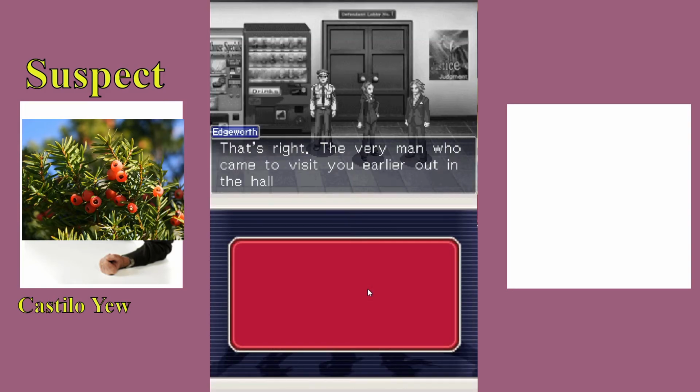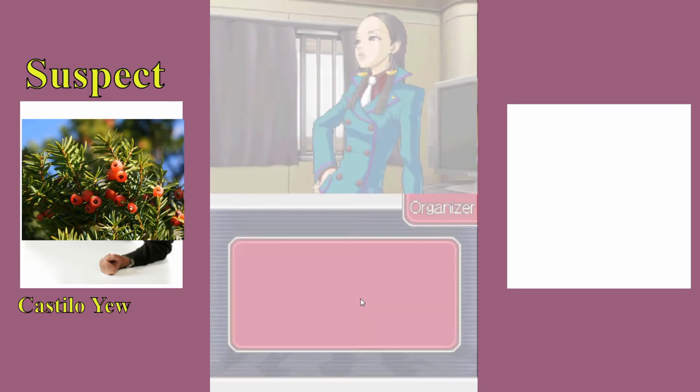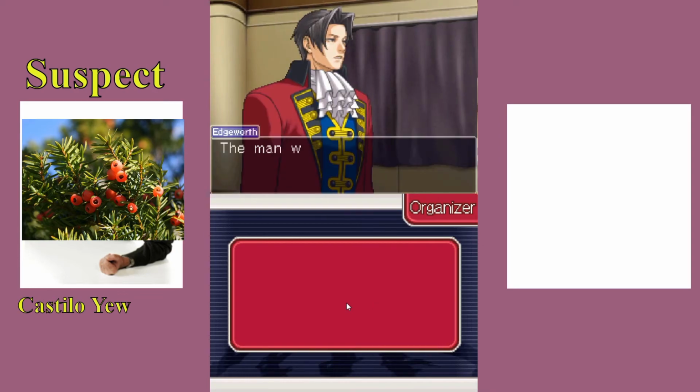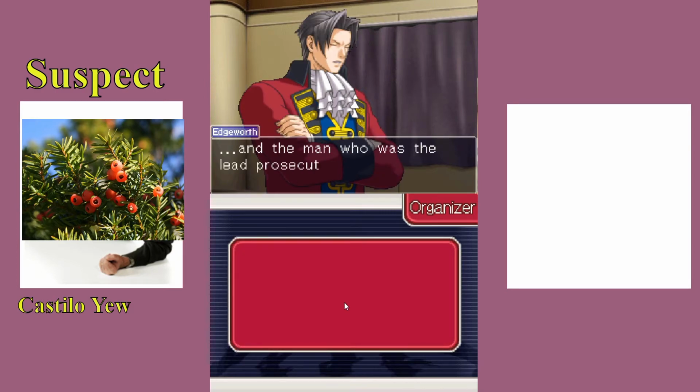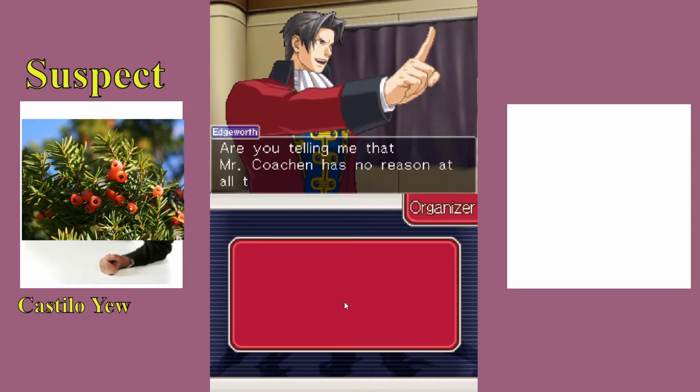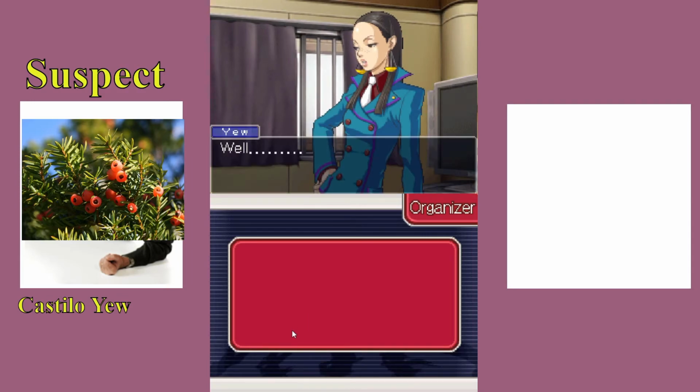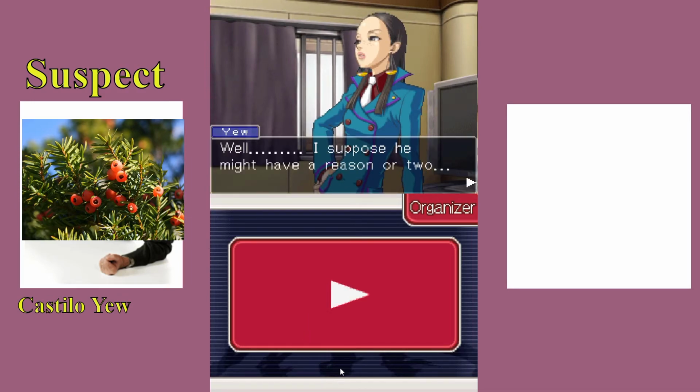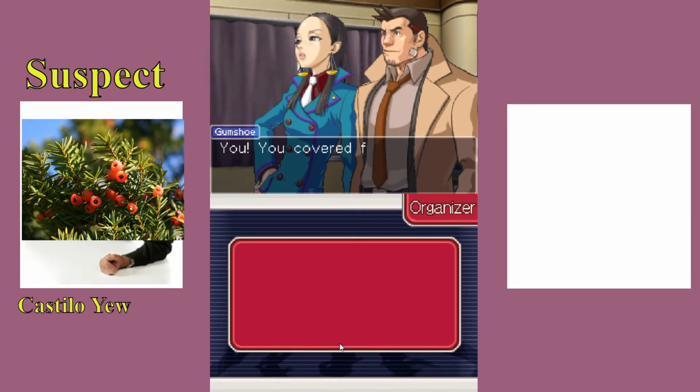That's right, the very man who came to visit you earlier out in the hallway. The man who killed a member of the Cadopian embassy staff, Mr. Rell, and the man who was the lead prosecutor of the KG8 incident, Mr. Faraday. Are you telling me that Mr. Cochin has no reason at all to kill both of these men? Well, I suppose he might have a reason or two. Just two.